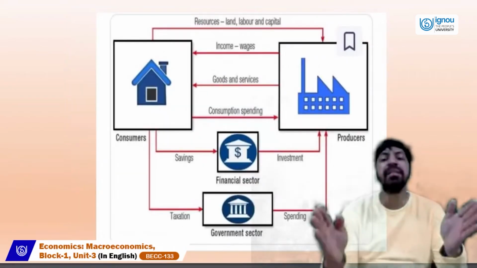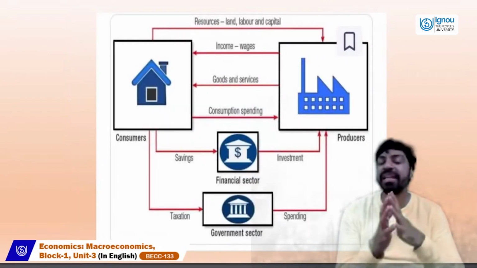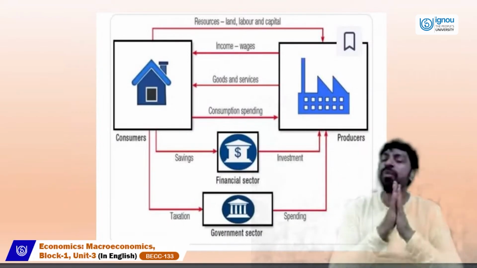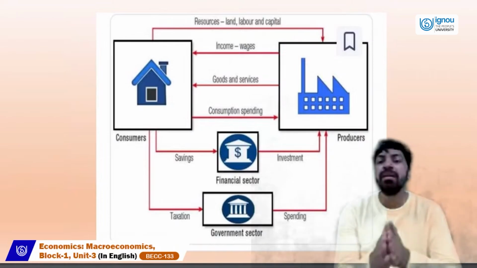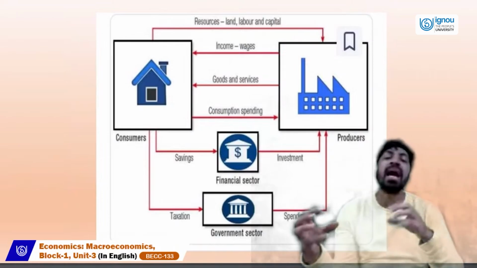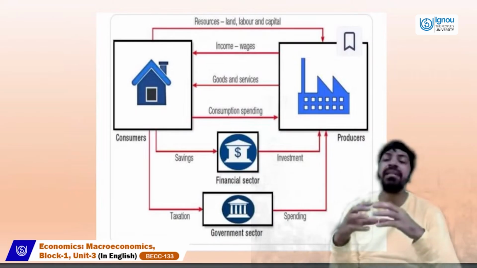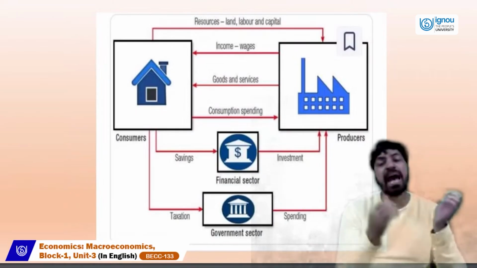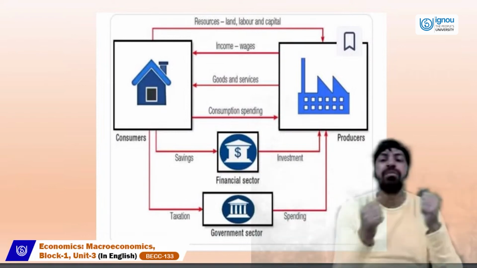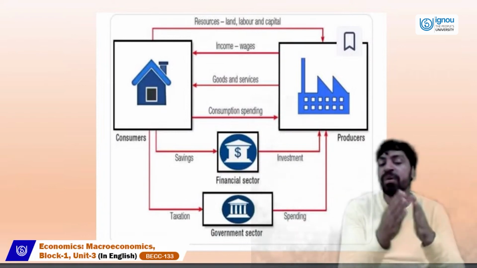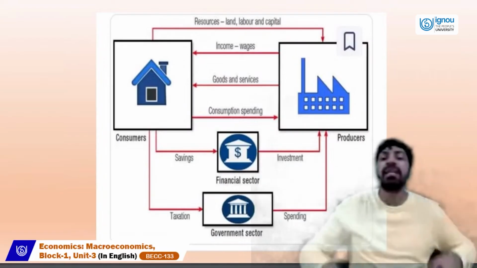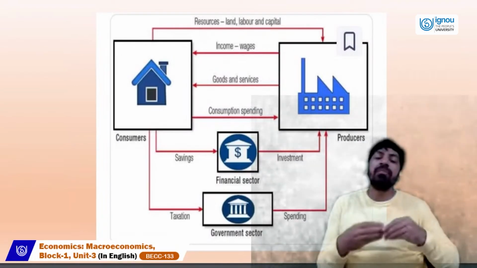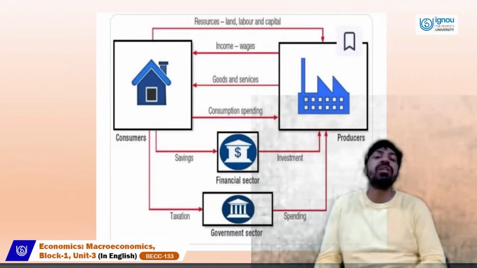So this is the diagram that I'm talking about. Whatever the explanation in the second and third will remain the same. But there is a new component added in the fourth model, that is the financial sector, which always deals with savings and then investment. In this diagram, the financial sector's role is that consumers save their money in the particular financial institutions.